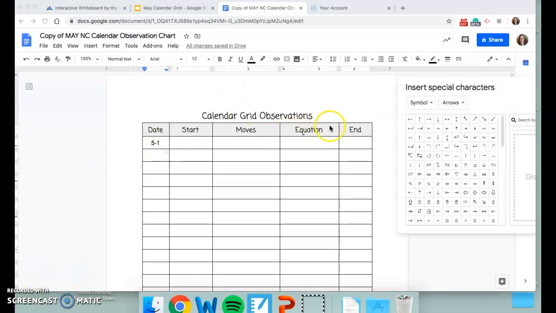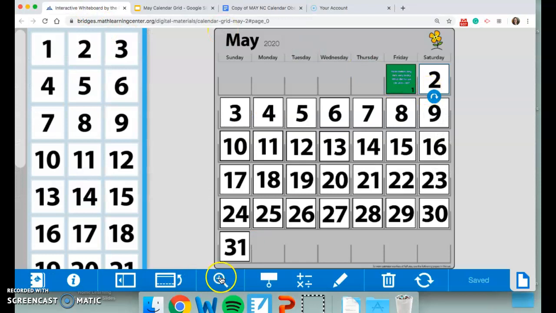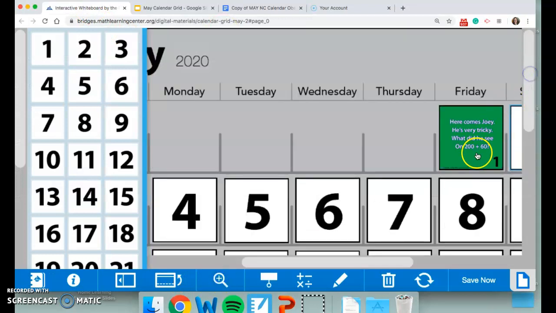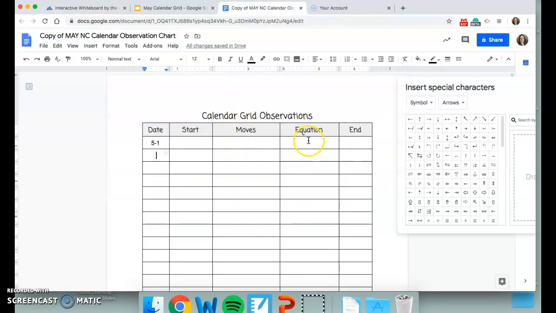The fourth column is our equation column. That's the equation or the numbers that Joey moves on the number grid. So if we go back to the first card, and I'll zoom in, we had the equation of 200 plus 60. So we will type that here, 200 plus 60. And Joey landed at 260. So that was our end number, 260.